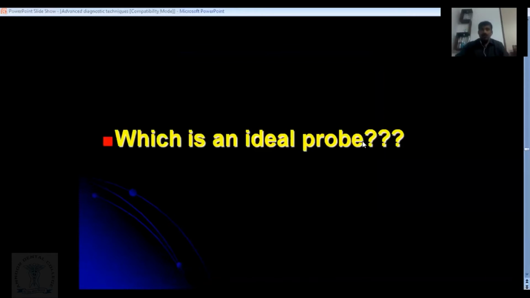So, which is an ideal probe? There is an institute known as NIDCR, the National Institute of Dental and Craniofacial Research in the US, and they have put forward certain criteria that an ideal periodontal probe should have. But to date, there is no probe which satisfies all the criteria put forward by the NIDCR. So you don't have an ideal probe as of now. But let's discuss what properties an ideal probe should satisfy.